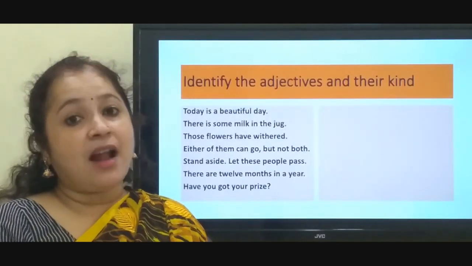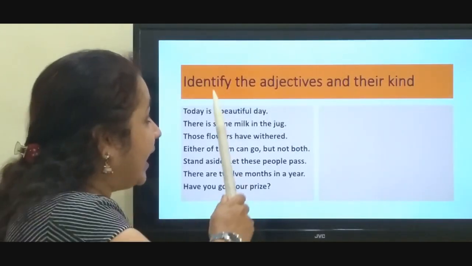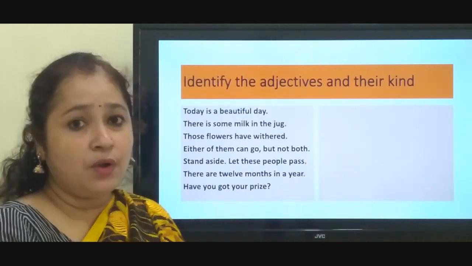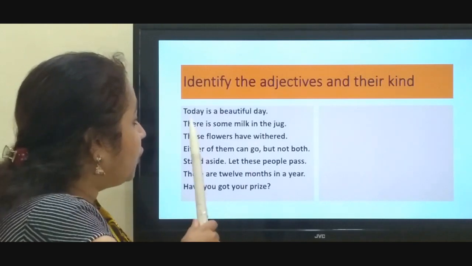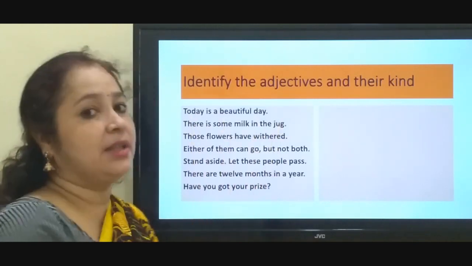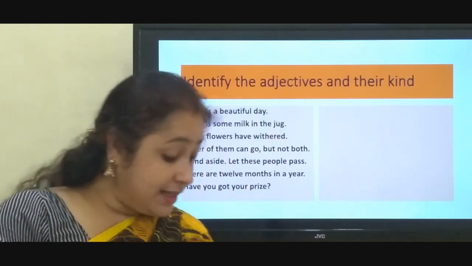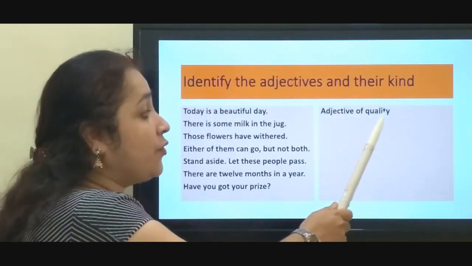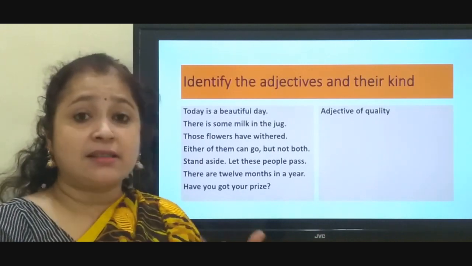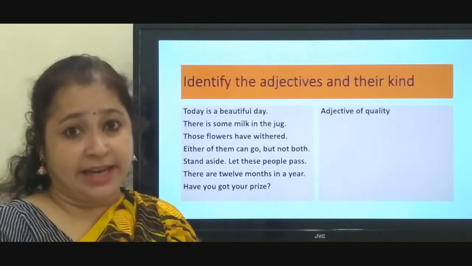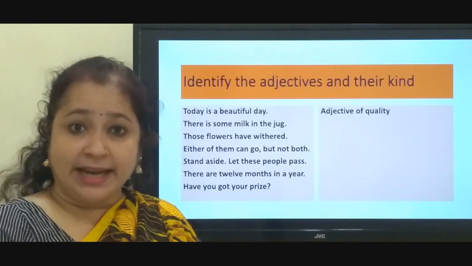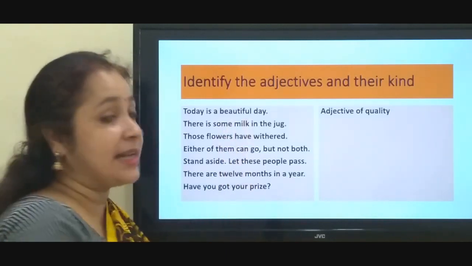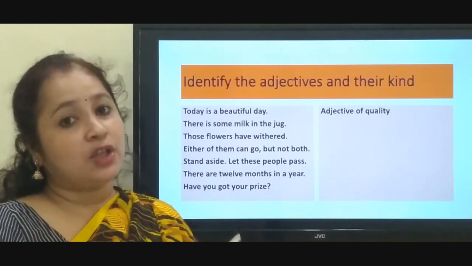Students, here are some sentences. Identify the adjectives and their kind. So, let's start. Today is a beautiful day. Yes, students, in this sentence, beautiful is an example of adjective of quality, as it describes the quality of day. How is the day? Day is beautiful. So, we can say that beautiful is an example of adjective of quality.